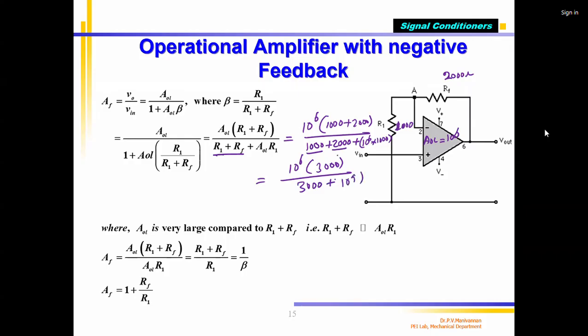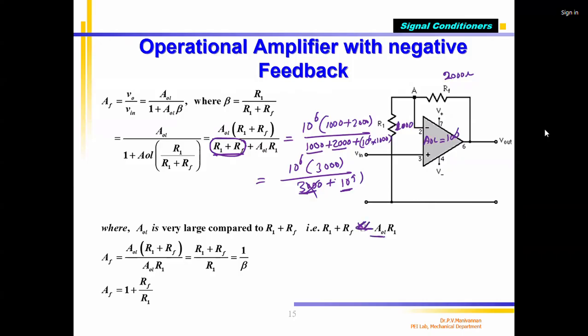Correct? Now, compared to 10 power 9, which is 1 followed by 9 zeros, this is just near 3000. Can I ignore it? Compared to this, it is very, very small, so I can ignore it. Correct? So in that case, these two parts can be ignored, only when this is very, very large.